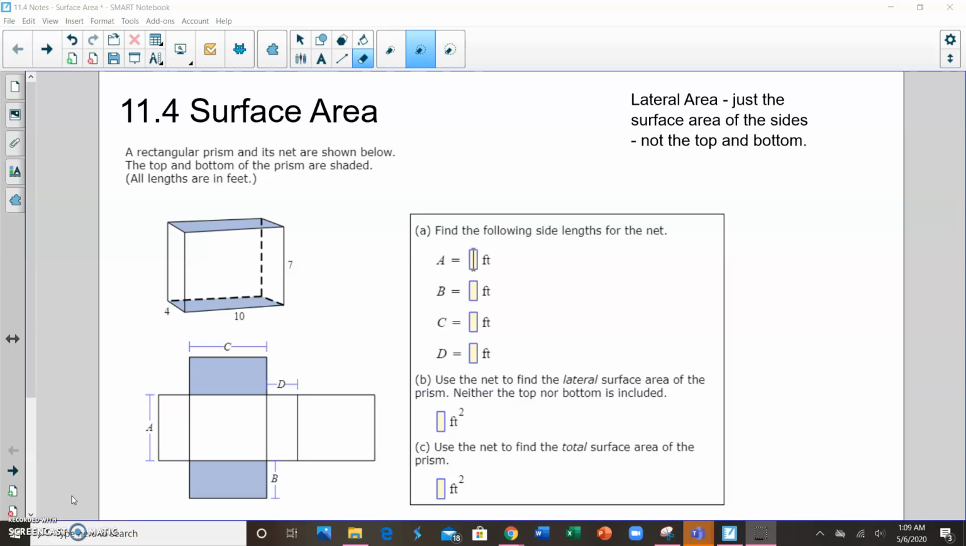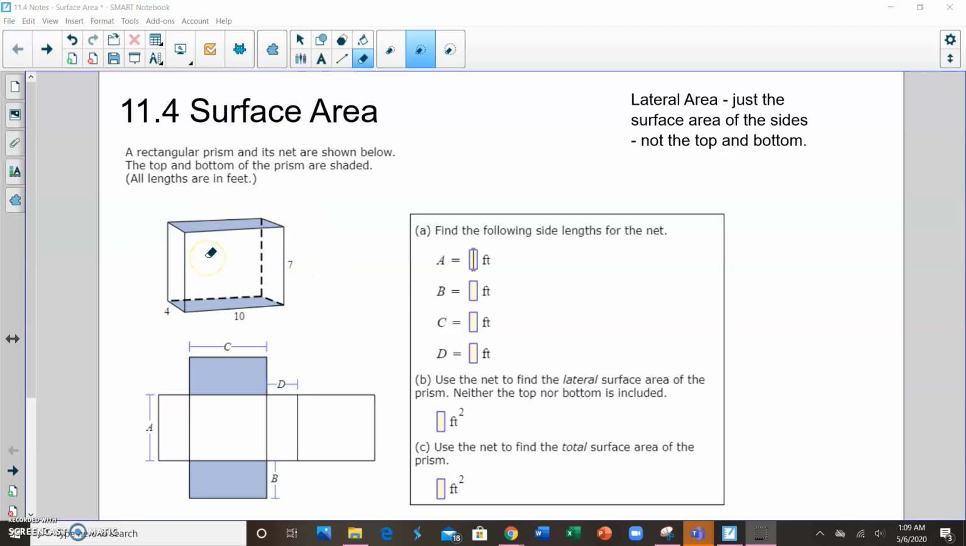So the lateral area, just so you know, there's a total surface area. That's all of the sides here: this area, that area, that area, that area, that area, and that area. And then there's the lateral surface area. The lateral area, the definition up here, is just the surface area of the sides, so not the top and not the bottom.